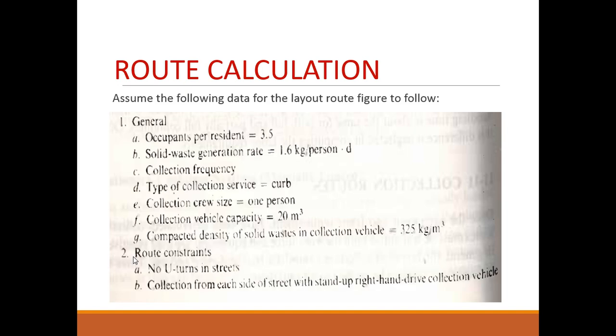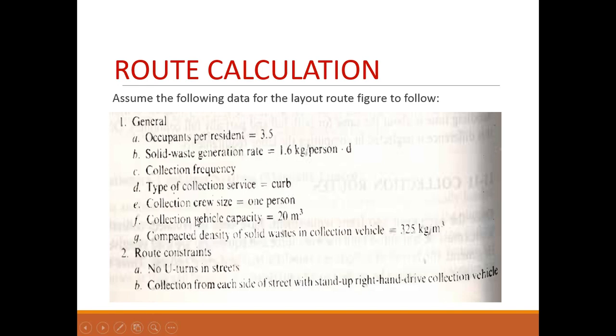Okay, so before we can do anything, we want to look at the following data where we make certain assumptions. So we start with these assumptions. We assume that the average number of occupants per house is 3.5. Also, the solid waste generation rate per person per day is 1.6 kilograms. We're still to determine collection frequency. We assume that we have curbside collection.